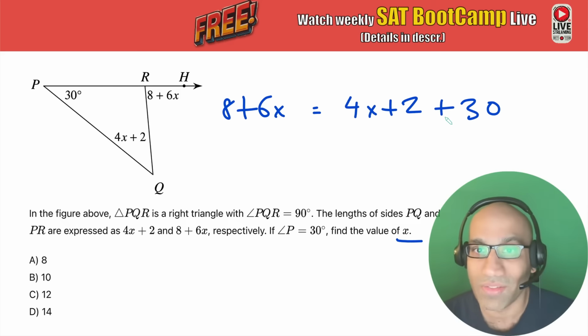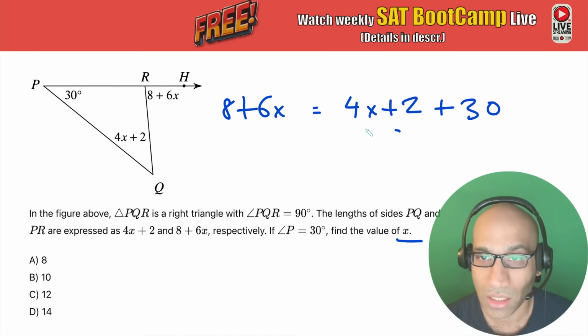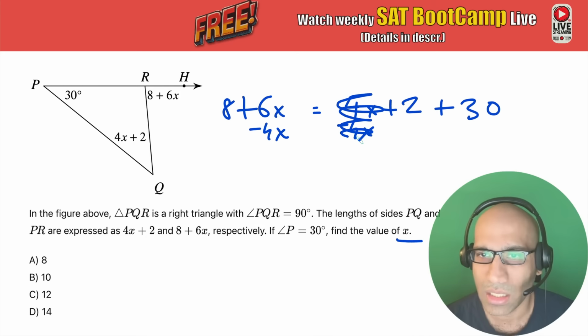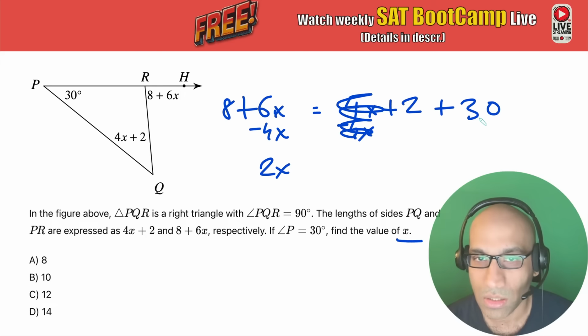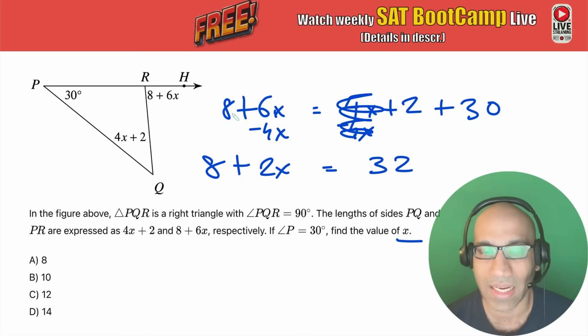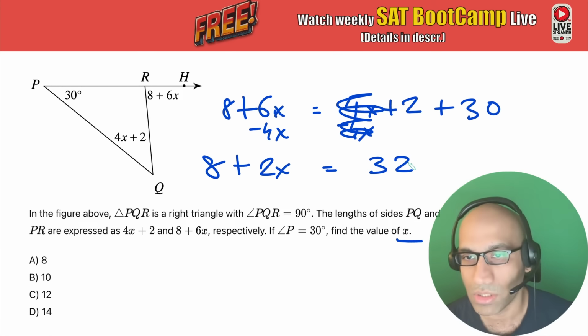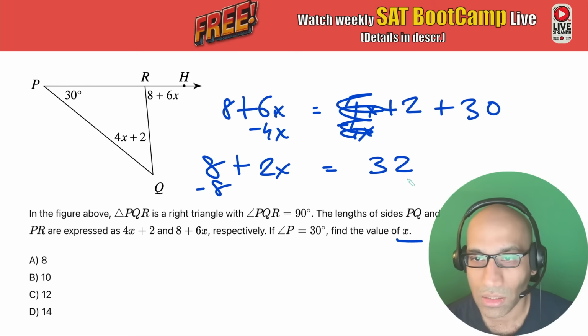All right, so how can you solve this? You move the 4x to the other side, which means you subtract the 4x, right? So this is gone. 6x minus 4x gives you 2x. And the 8 here, you subtract the 8 from here, right? So I'm going to get 2x is equal to 32, and this 8 I'm going to subtract over here.